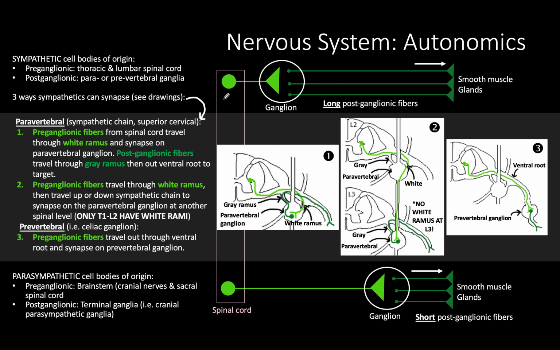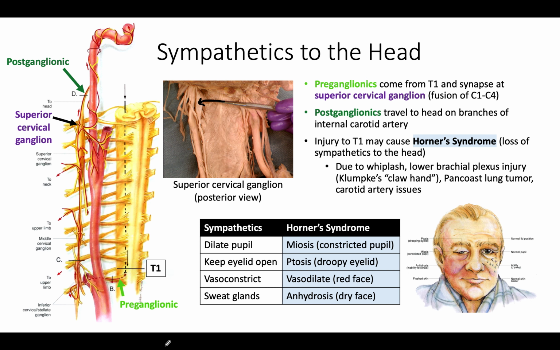Okay, so here's just looking at a big overview of how the white and gray ramus work. And I'll let you read that on your own. More important is how we're providing sympathetics and parasympathetics to our head. So our preganglionics are coming from T1 and then synapsing at our superior cervical ganglion, which is a fusion of C1 through 4. Postganglionics are traveling to the head on branches of the internal carotid artery.